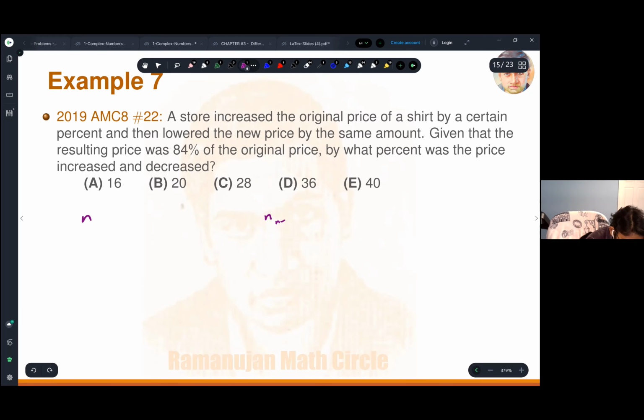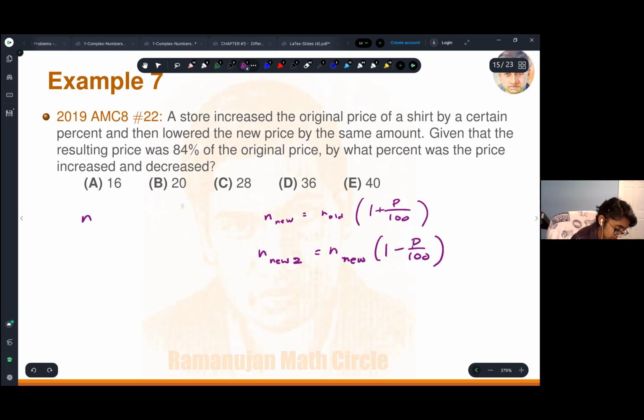n new is equal to n old times 1 plus p over 100 for this one, right? And then I'm going to say n new 2 is equal to n new 1 times 1 minus p over 100. And what we know is that, given that the resulting price is 84% of the original, n new 2 divided by n old is equal to 84 over 100.